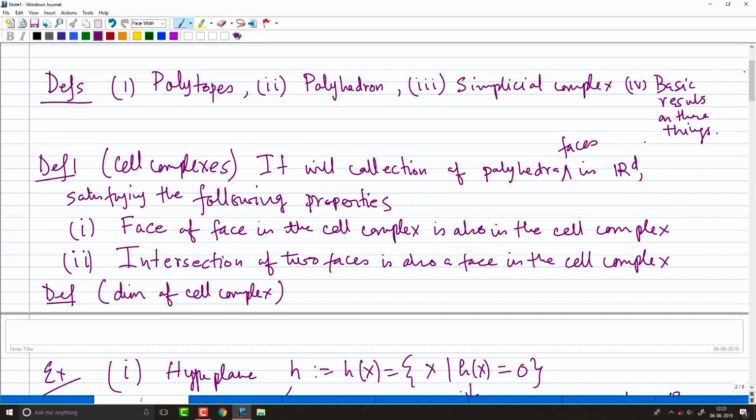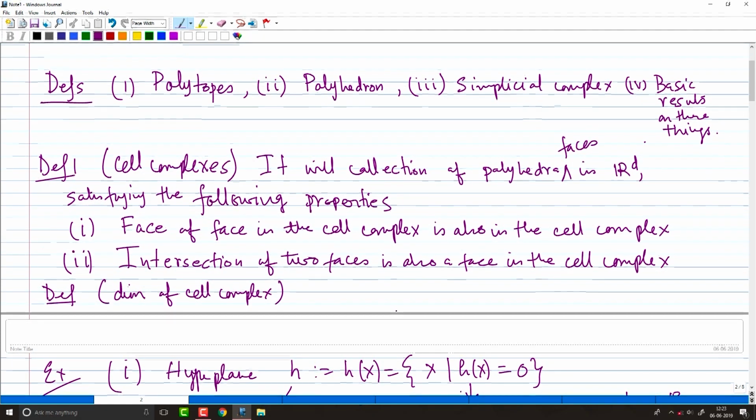So we have a collection of polyhedrons in R^d. Similar to simplicial complex, where we have a collection of simplices in R^d. What was the property for a geometric simplicial complex? What we wanted was that a face of a simplex should also be part of the collection. Same here. A face of a polyhedron is a polyhedron itself, another polyhedron, and that polyhedron should be part of the collection also. The second thing is that the intersection of two polyhedrons should also be a polyhedron in your set.